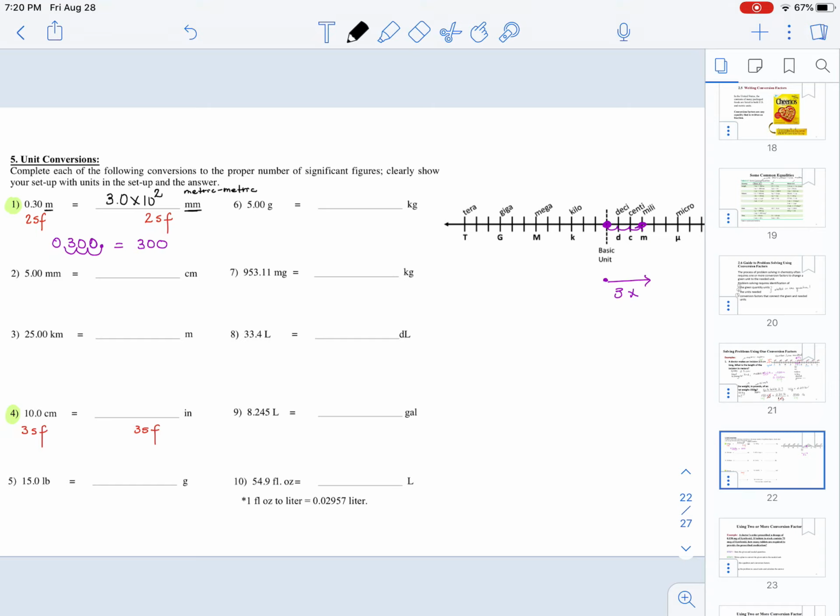In number 4, I'm given a metric unit and I need to convert to a US unit. So I go to my table 2.7. There you will find that 1 inch equals 2.54 centimeters. So in this problem, I'm going to do dimensional analysis. I write 10.0 centimeters, multiply, and in the fraction, I'm going to put my equality. How am I going to put the equality? In the bottom, I'm going to put what matches what is given, which is 2.54 centimeters. On top, I'm going to put what it equals to, which is 1 inch.